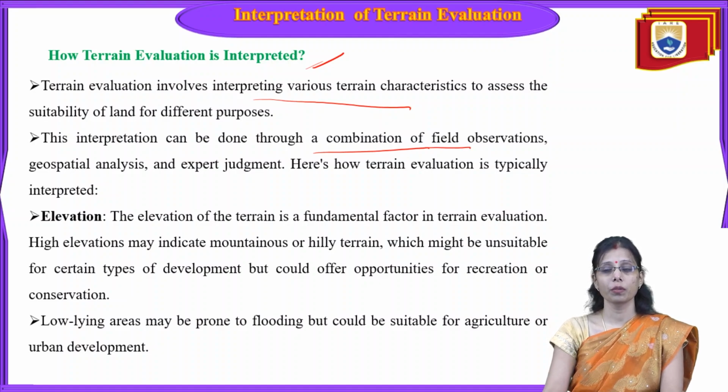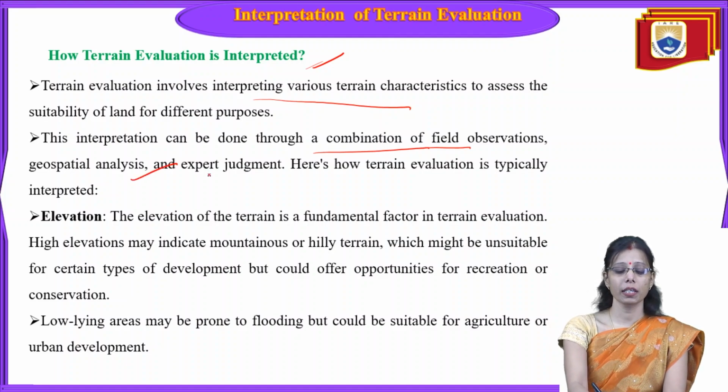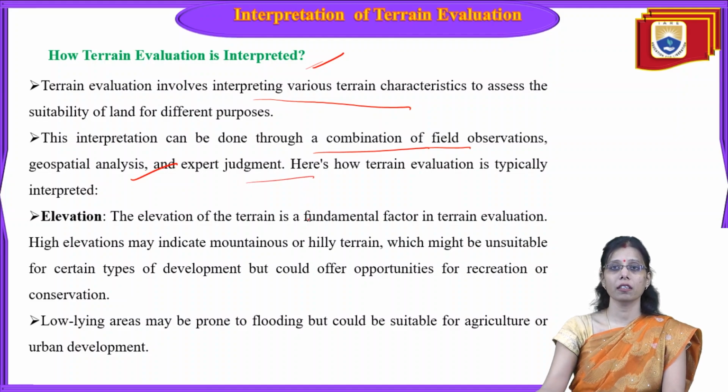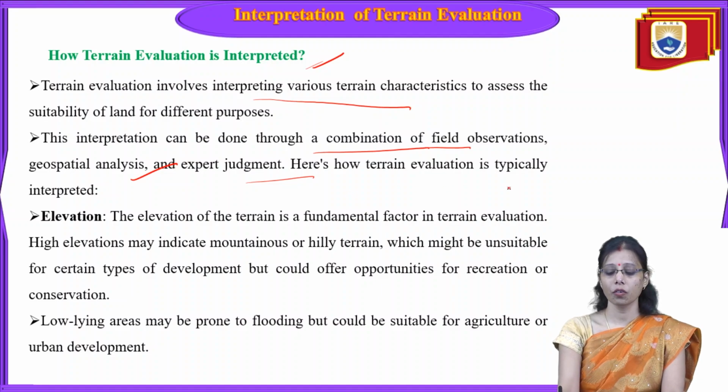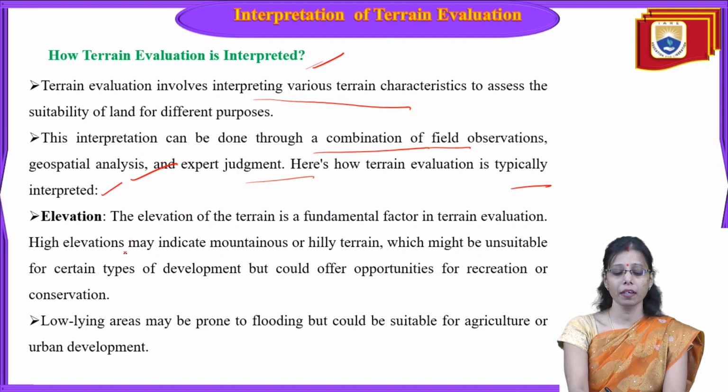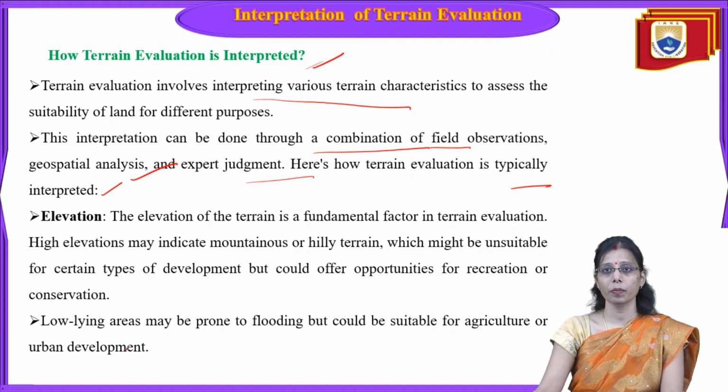What is a combination of field observations? Field observation means you go to the field and find out the ground truth. Whatever features are visible in the image may not be that clear. If it is not that clear, you have to go to the field and find out the ground truth of that area. And we can go with the geospatial analysis, and we can take a judgment from the expert. So here is how the terrain evaluation is typically interpreted. There are some points we can discuss, based on which the interpretation of the terrain is done.